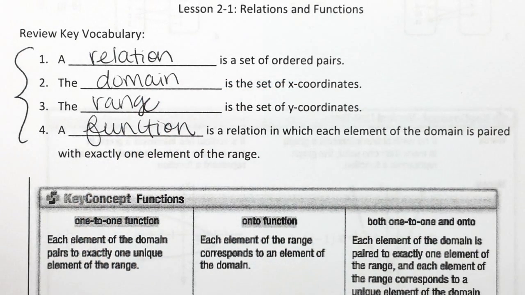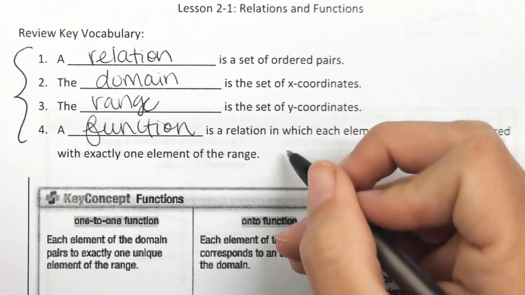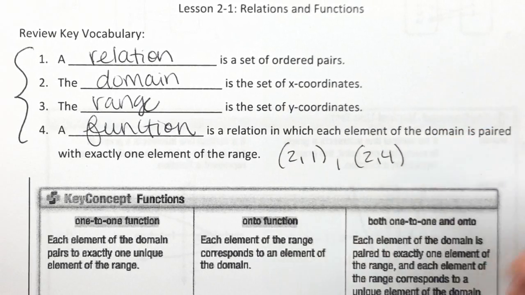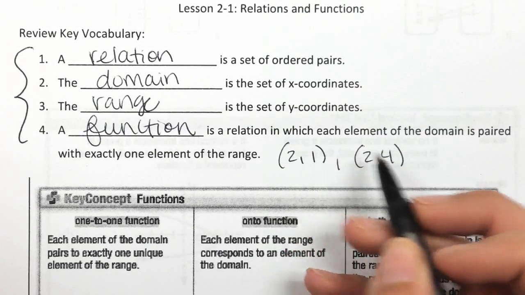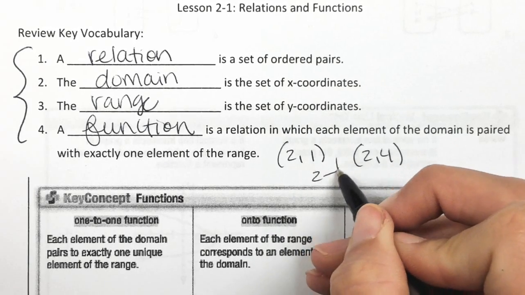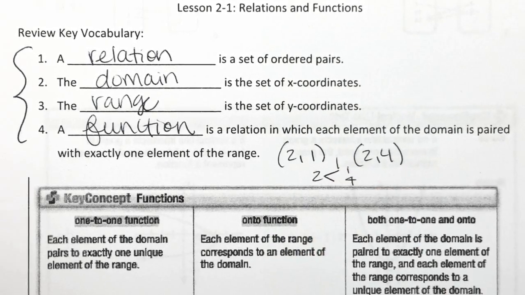which each element of the domain, so every x in your ordered pairs, is paired with exactly one element of the range. So, for example, you couldn't have (2, 1) and (2, 4) because we have the same x value, right? But it has two different y values, so it's not a function here. You can't have one x value going to two different y values.